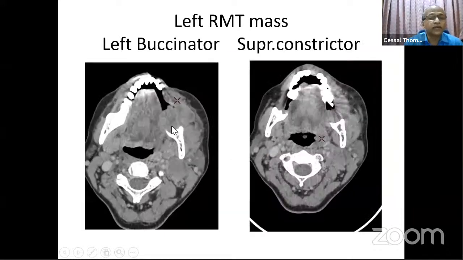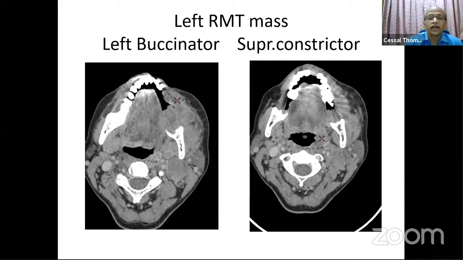So in CT, you can see the mass here, in the angle of mandible. So it is in the retromolar trigone area. And at the same time, you can see thickening in the buccinator muscle here. So this is in the buccal space, buccinator muscle. So the retromolar trigone lesion is extending to the buccinator muscle. The buccinator muscle is thickened.